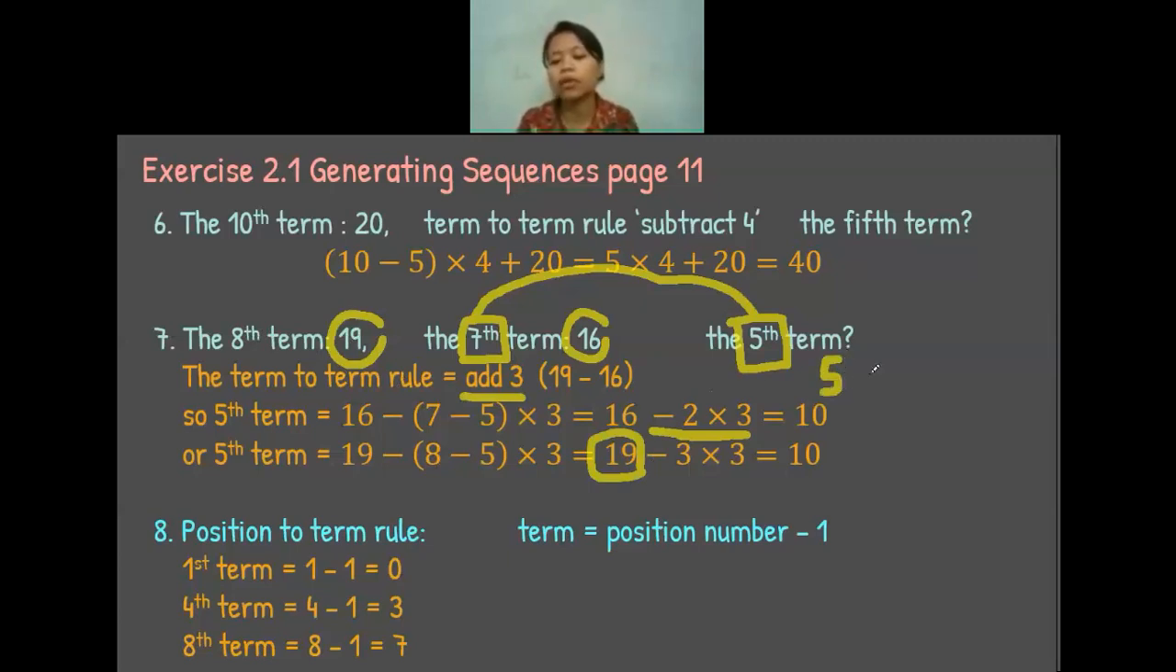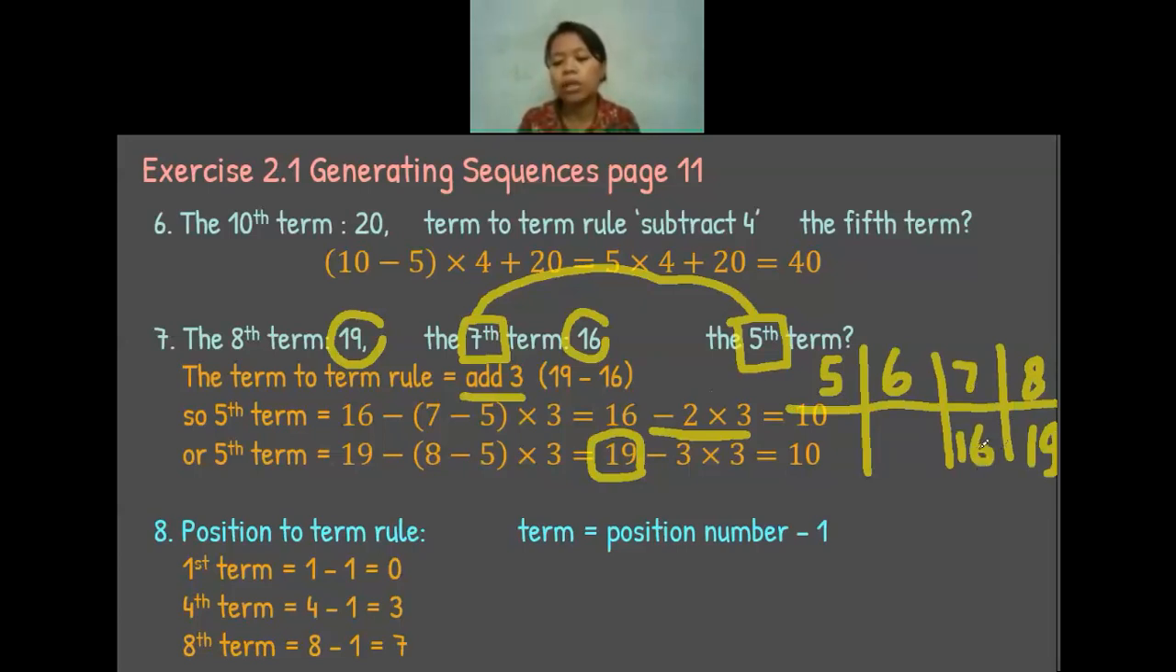I make a list. This is for the 5th term, and then for the 6th term, for the 7th term and also the 8th term. This is the term, the position number, and then for the 8th term, the answer is 19. When it is the 7th term, the answer is 16. So it means if I want to go to the previous term, I need to subtract by 3.